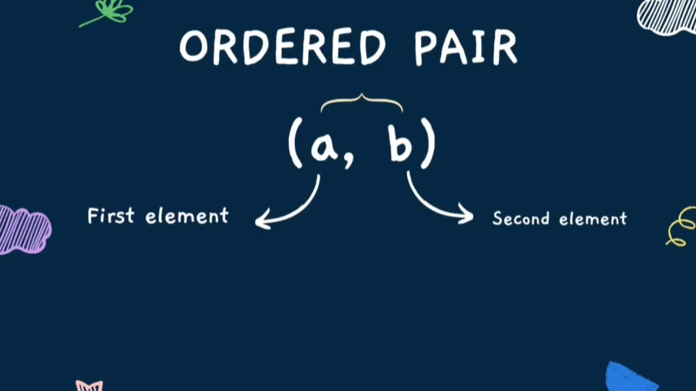So, let's take a look at this sample format of an ordered pair. The set (A, B) is what we call an ordered pair. Sa ordered pair, it has two elements. The first element is A and the second element is B.